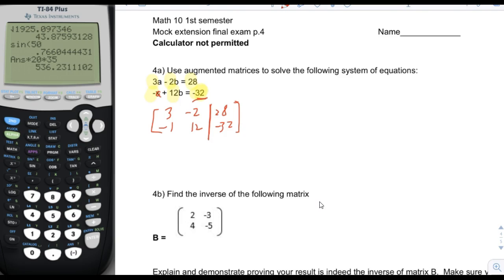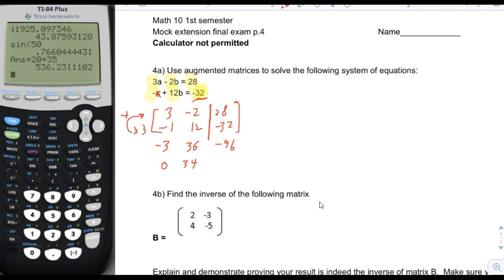First, we're going to multiply the bottom row times 3, and then add it to the top one. So on the bottom, we're going to have negative 3, 36, and negative 96. And then we're going to add it to the top. So we get 0 and 34 and negative 96 plus 28. That would be about negative 66.